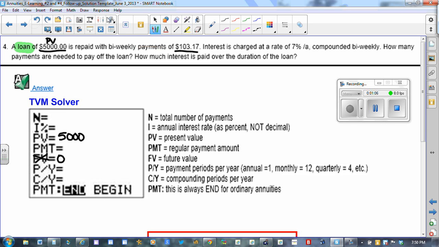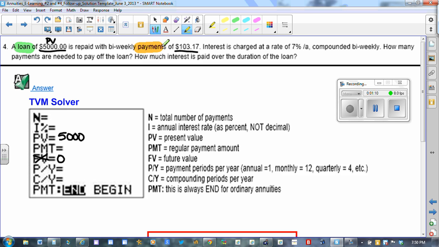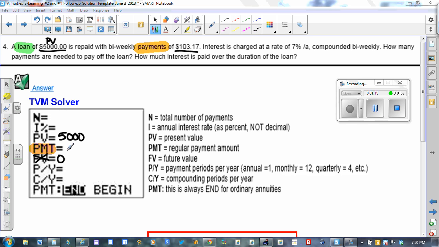Of course, that's not what I need. I need a highlighter. All right, payments, there it is, or PMT. So that is specifically going to be 103.17. Because that is a payment that we are making, take note that we need to indicate that by a minus. So minus 103.17. Now let's move forward here.